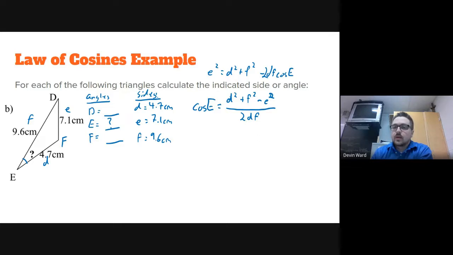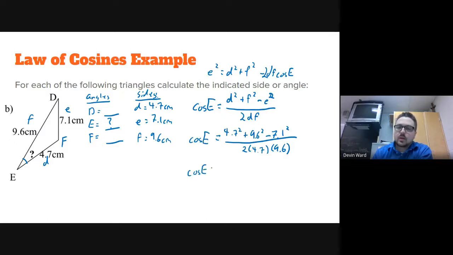Okay, so here we have the angle that we're looking for, E. The two other sides squared, minus the letter that we're looking for squared, all divided by 2 times the 2 that we're not looking for. Okay? So we have 4.7 squared plus 9.6 squared minus 7.1 squared, all over 2 times 4.7 times 9.6, equals cosine of E.